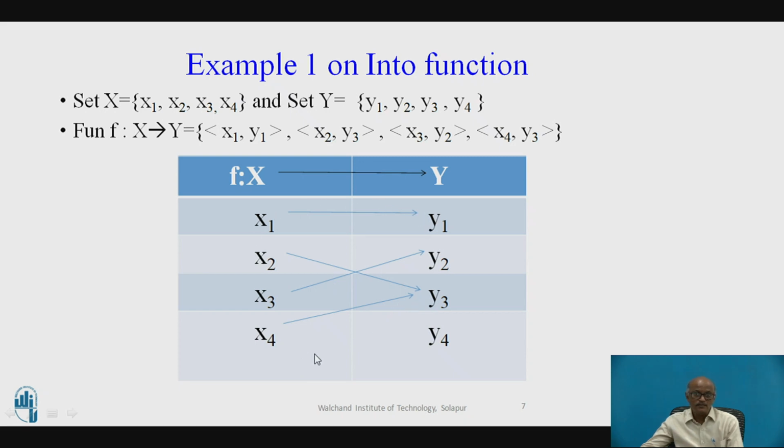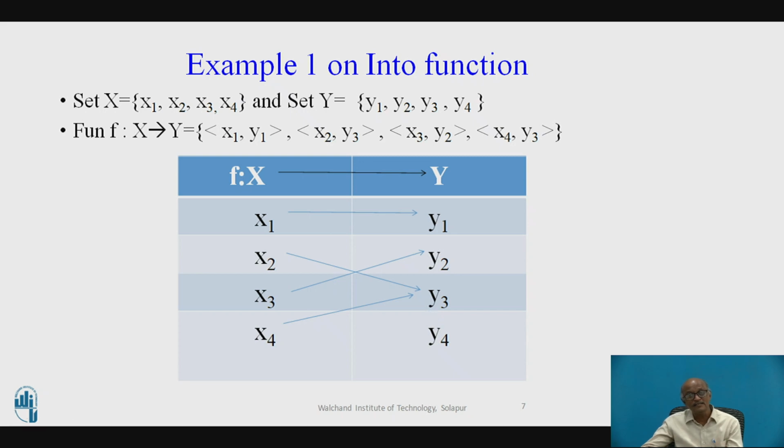Now, if you look at this particular mapping, whether it is an onto function or into function, before that, whether it is a function or not. The first condition for the function: the domain of the function should be equal to set x. Means all the elements of set x should be mapped to some element of y. x1 is mapped to y1, then x2 is mapped to y3, and x3 is mapped to y2, and x4 is also mapped to some element of y.